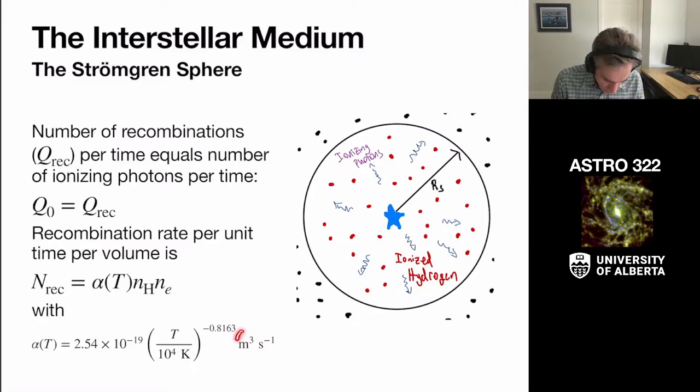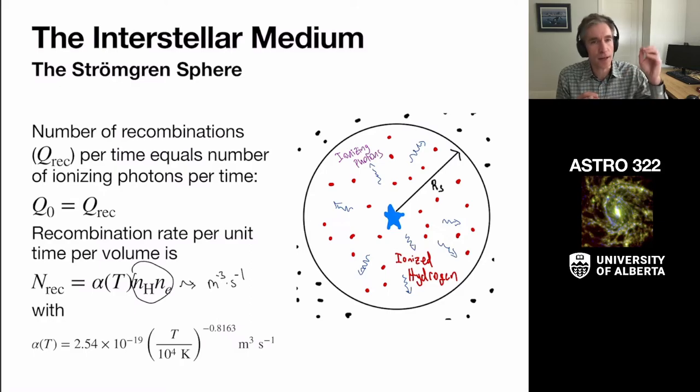So I want to mostly focus on these units, meter cubed per second. What I'm going to do is multiply this coefficient times one power of density, which has a per meter cubed, and then times another power of density, and that's another per meter cubed. So this product is going to have units of per meter cubed per second. What that means is that this is the number of recombinations that happen in a volume of space per unit time, per unit volume, given these two densities. And that's what comes out of arguing that this is a two-body problem that depends on the protons and the electrons.